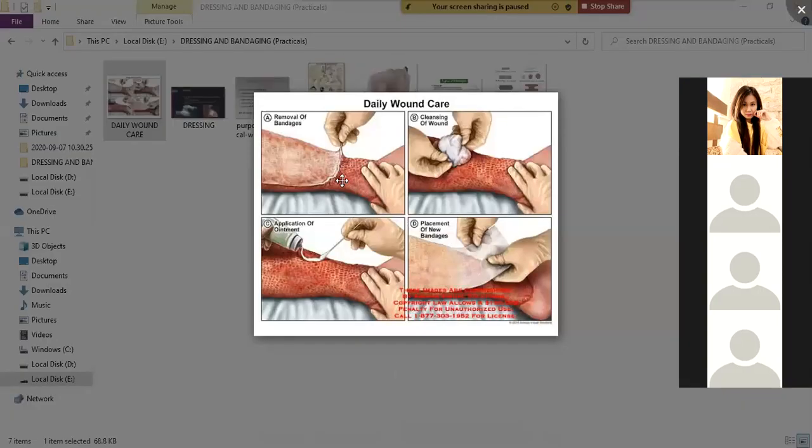So see, these are the wounds. Daily wound care. Daily means every day. How will you clean the wounds? First, you have to remove the bandage. This is the bandage upside. Removal of bandage. Second point, you will have to clean the wound very nicely, softly. Otherwise, it will cause harm to the person. It will be painful. So you will have to clean the wound properly.